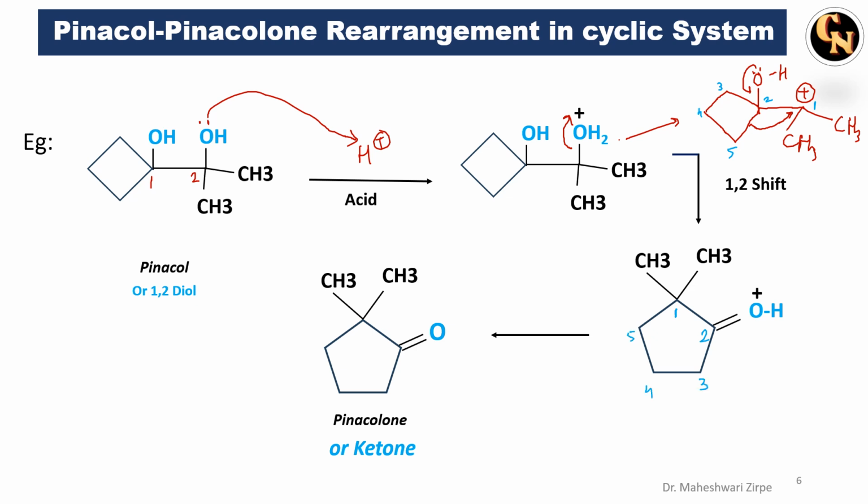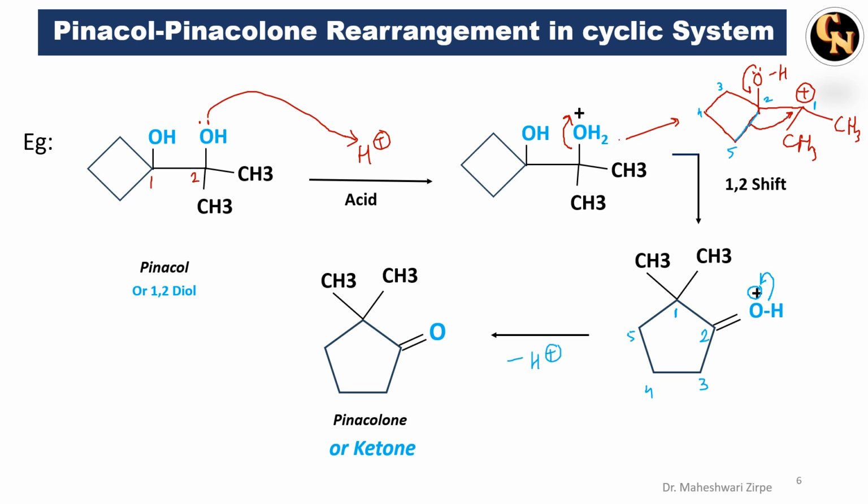Okay, 5-membered ring. Because this bond, you can see here, this bond has shifted here. So it has expanded. The 4-membered ring has expanded to a 5-membered ring, this way. Now the next step is very easy, that is stabilization of positive charge by loss of proton. So the proton will be lost and the positive charge on oxygen will be stabilized and you will get a ketone.